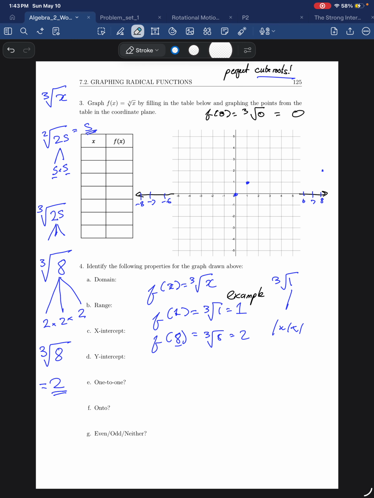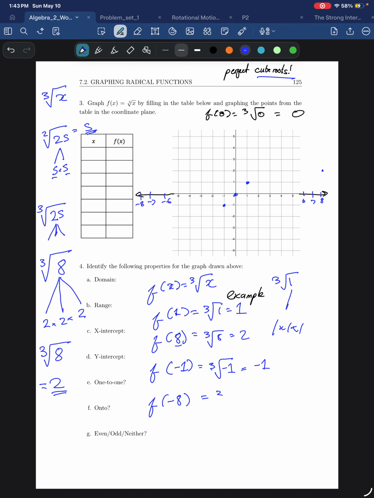So what's the point of what I'm saying? Well, if I plug in f of minus 1 here, I'm basically going to have the cube root of minus 1, and this is going to be minus 1. I'm not taking the square root, so I can do this. And this is why cube roots are different from square roots. Same concept, but I can get negative numbers, like negative 2, 8. And boom, I can graph my function.